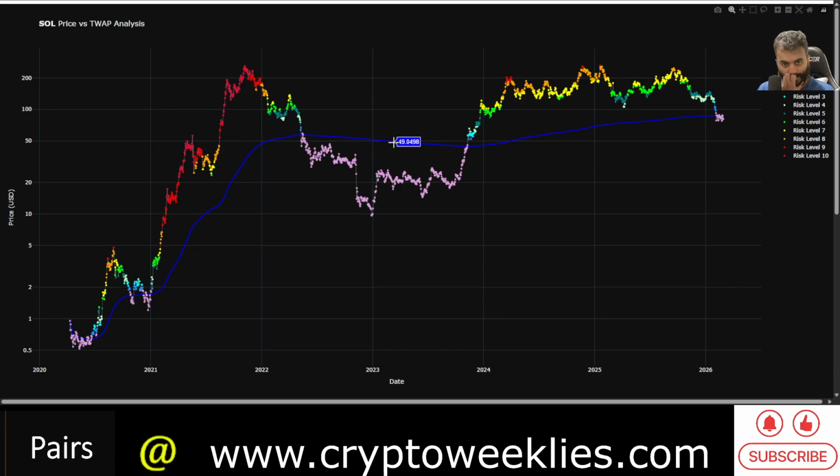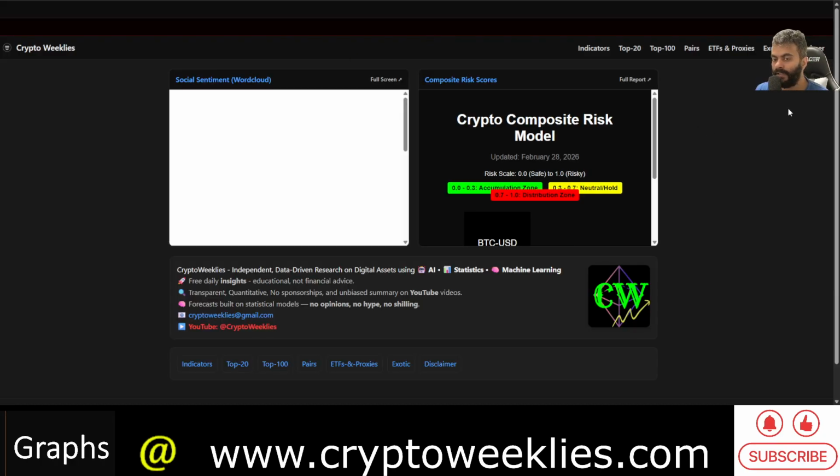Only a handful of assets have that upward bias for time weighted average price. These assets are Bitcoin, ETH, Sol, and a few notable mentions here or there. By the way, this chart is available on my website, cryptoweeklies.com, link on the bottom of your screen.